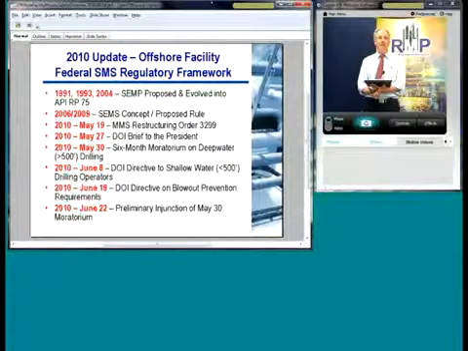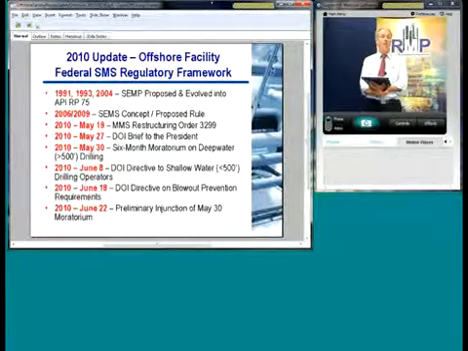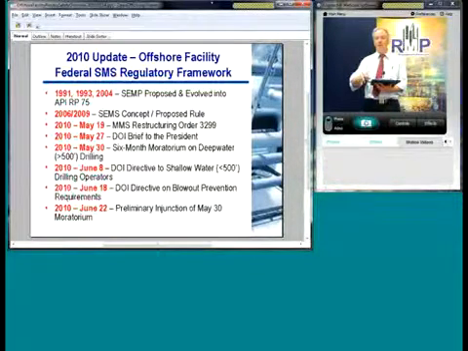After the Deepwater Horizon event and the Macondo well release was a pivotal issue that may precipitate a regulatory shift for United States waters. There's been a restructuring of the MMS, various briefs to the President. There's been a moratorium and restrictions that have been put on drilling in deep waters, which led to a moratorium on May 30th.